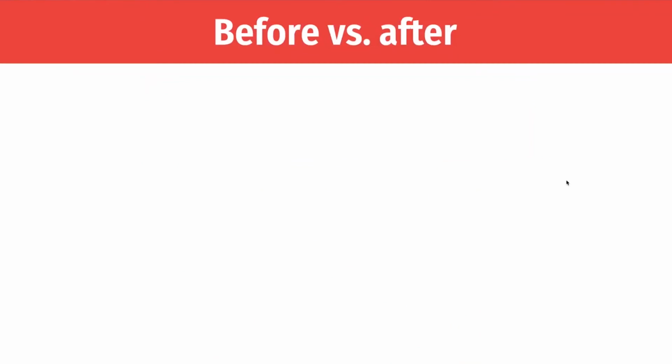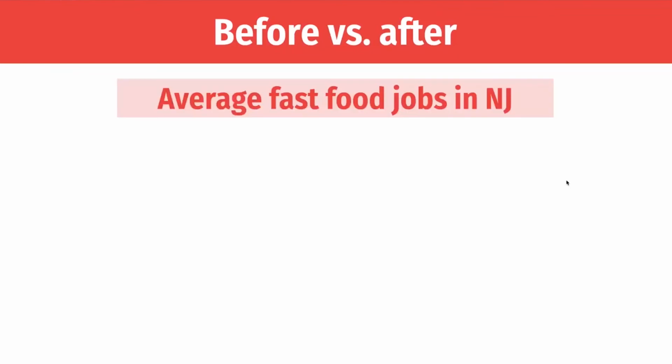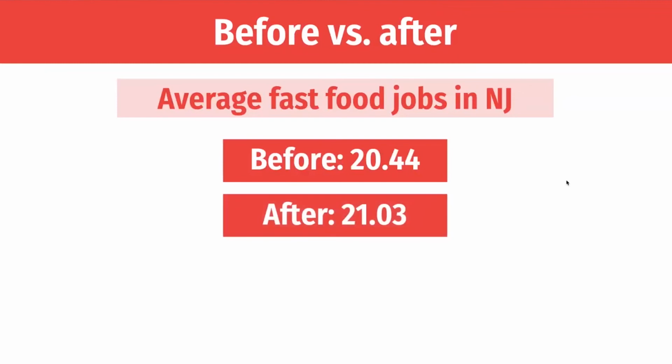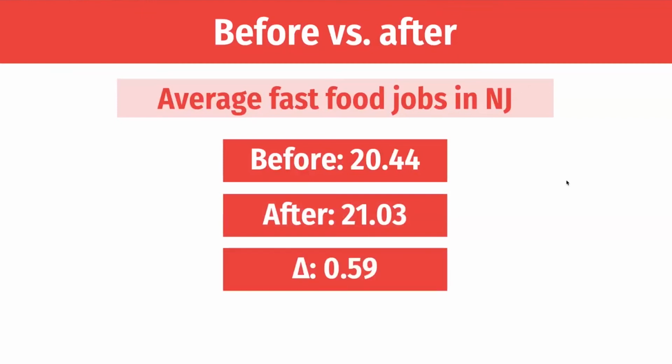There's a couple ways of looking at this. You can look at before and after just in New Jersey. The average number of fast food jobs in a fast food restaurant in New Jersey before the change in minimum wage was 20.44. After, it was 21. So based on just before and after in New Jersey, the difference is like half a job that was increased because of the minimum wage change. That looks promising if you care about raising the minimum wage.